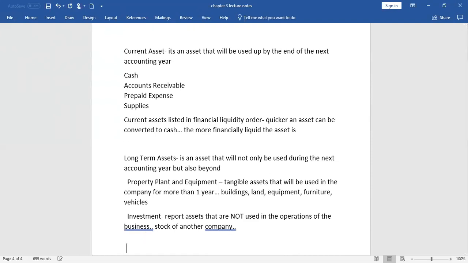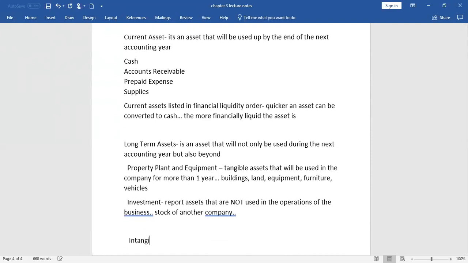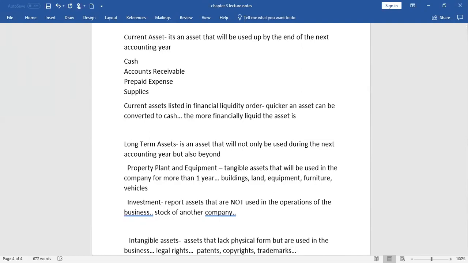And the other category of long-term asset is called intangible assets. Intangible assets are assets that lack physical form but are used in the business. They're more legal rights that you have to purchase. Things like patents, copyrights, trademarks. These are some common examples of intangible assets.